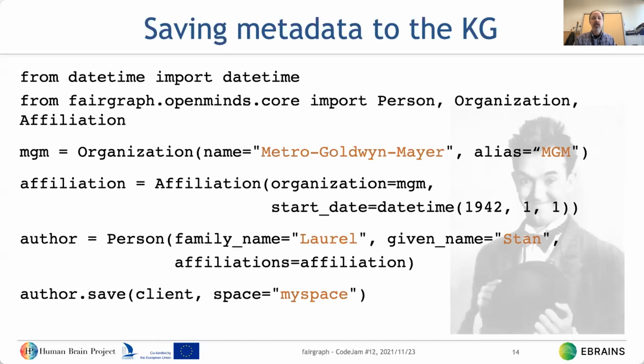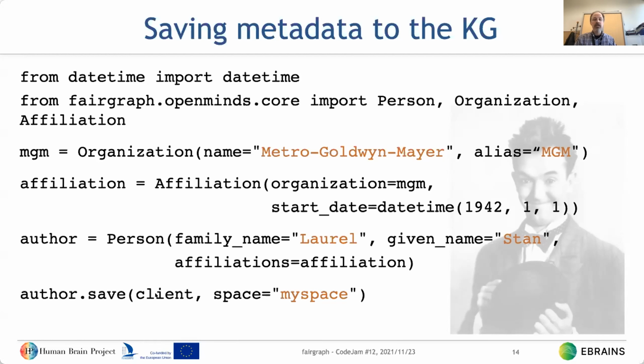So if you want to save metadata to the knowledge graph, again, this is where you have to use these private spaces. Here I'm importing from Fairgraph, openminds.core, person, organization, affiliation. I can build this up. So MGM. This is Stan Laurel, famous silent era movie actor, along with Oliver Hardy. So I want to have a database about movie actors, which is not what the Fairgraph knowledge graph is for, but you could use it for that. MGM is the studio he worked for in the second half of his career, and he started to work there in 1942. So the affiliation is to MGM with his start time. So Stan Laurel has this affiliation, and now we can save it to the knowledge graph.